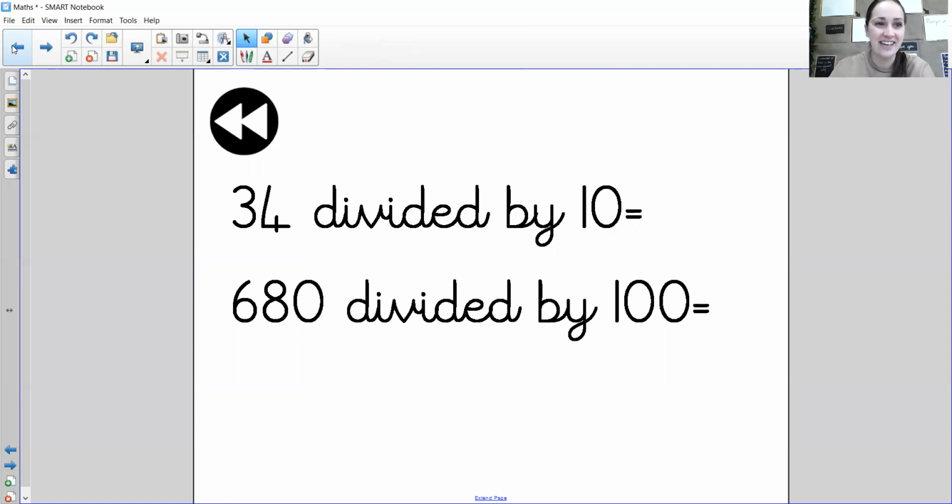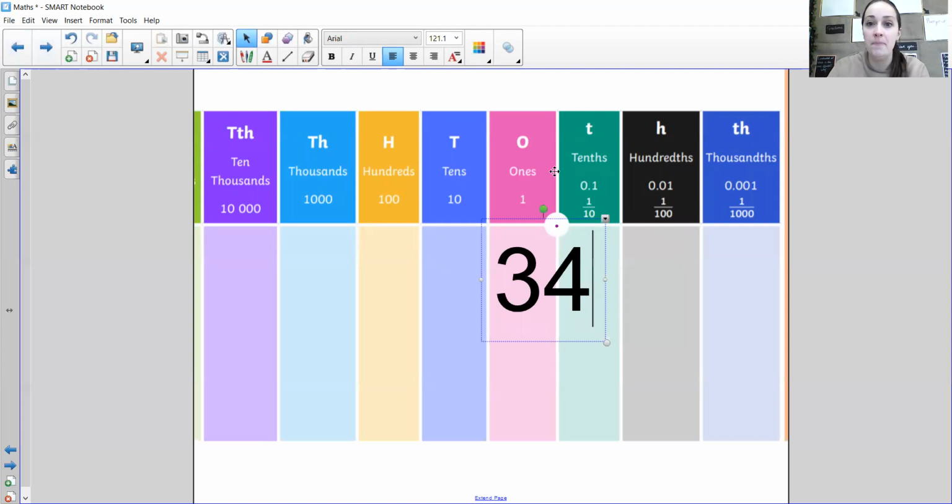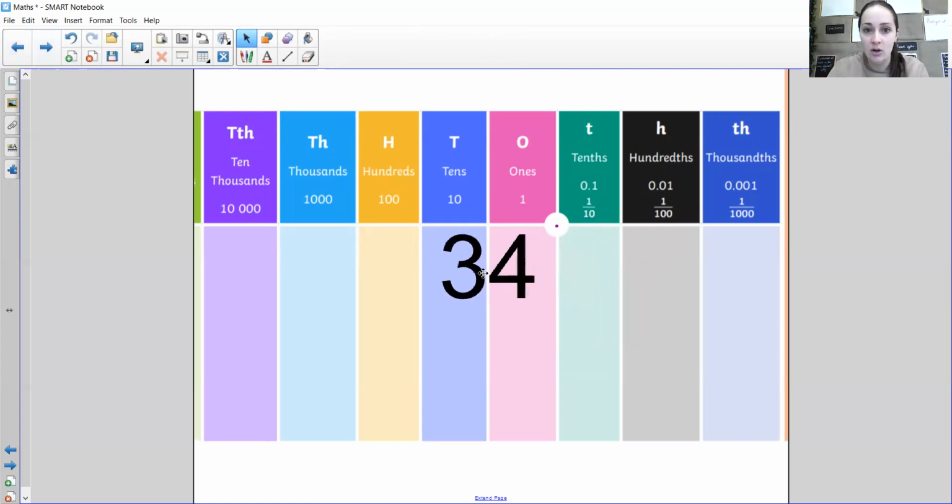Okay, now I can tell you the answers. So 34 divided by 10 then. So let's make sure I've got 34. Let's make sure it's in the right place on my place value scale. And I'm going to divide by 10. So if this is timesing by 10, then this way is dividing by 10. So I'm going to move it all one place to the right. So my 3 10s, 30 divided by 10 would just be 3 ones. And we know that anyway. And we can see this because the 3 has moved one place to the right.